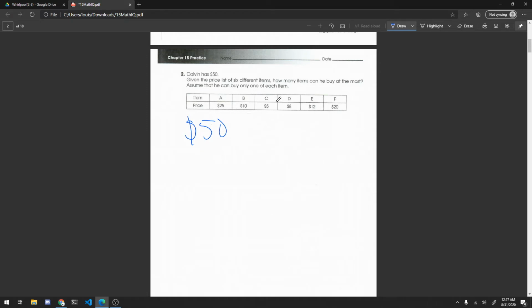So off the bat, I can see that C is the cheapest item. It's only $5 compared to the rest of the prices. So we should buy C first. After we buy C, we will have $45 because 50 minus $5 is $45. And with this money, we can buy something else. We can buy D because it's only $8.